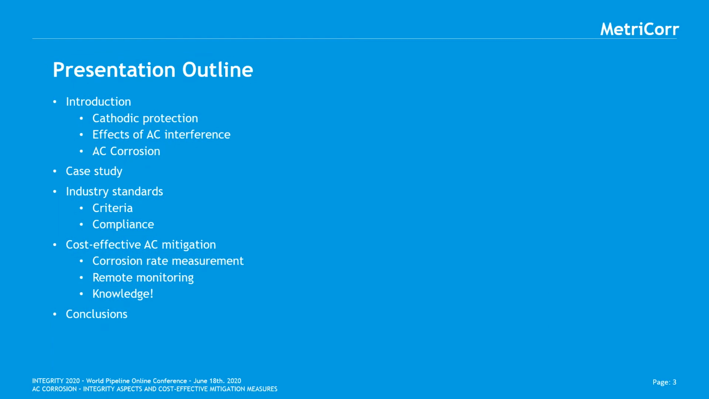Presentation outline. We'll start with an introduction to cathodic protection, and then we'll have a look at what the effects of AC interference on cathodic protection are, and how the combined effect of cathodic protection and AC interference leads to AC corrosion. This will be illustrated using a case study. We will then look a little at industry standards. What are the criteria listed in these standards in order to mitigate AC corrosion, and what are our options in order to be compliant with these standards?